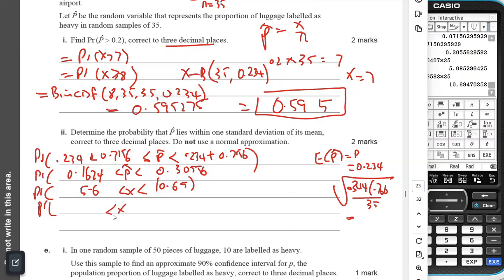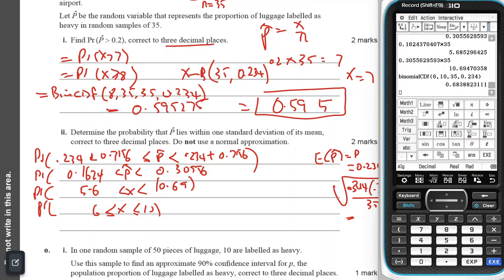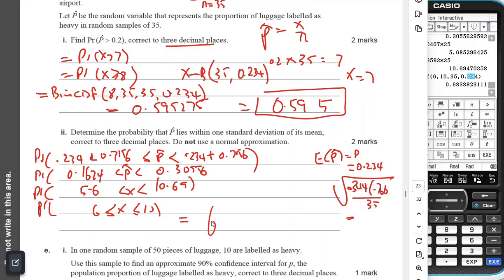Probability that X goes from 6 through to 10, which goes from 6 to 10 inclusive. So binomial 6 to 10, N is 35, 0.234. So it's going to equal 0.68388, and to 3 decimal places, 0.684.